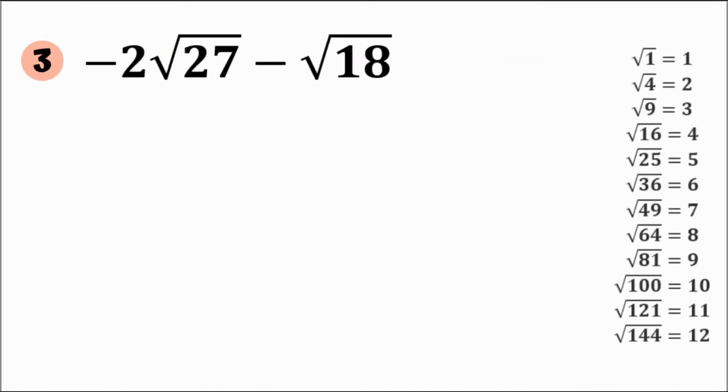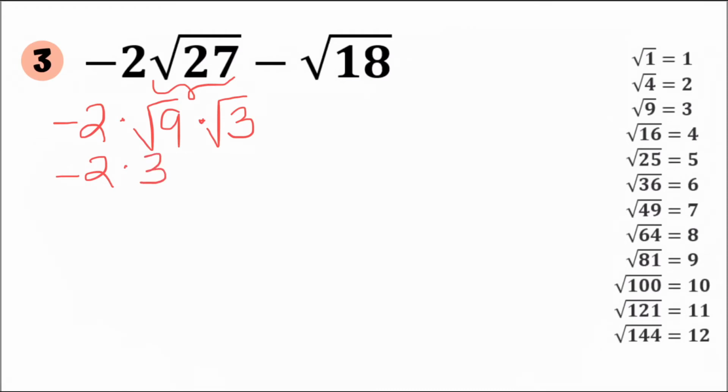Number 3, negative 2 square root of 27 minus square root of 18. Again, first step is to break down the radicals. I can break down the square root of 27 and rewrite that as the square root of 9 times the square root of 3, because 9 times 3 is 27. And then, of course, I still need to bring down my coefficient of negative 2 and multiply. The square root of 9 is 3, so this becomes negative 2 times 3 square root of 3. Negative 2 times 3 is negative 6, so negative 6 square root of 3.